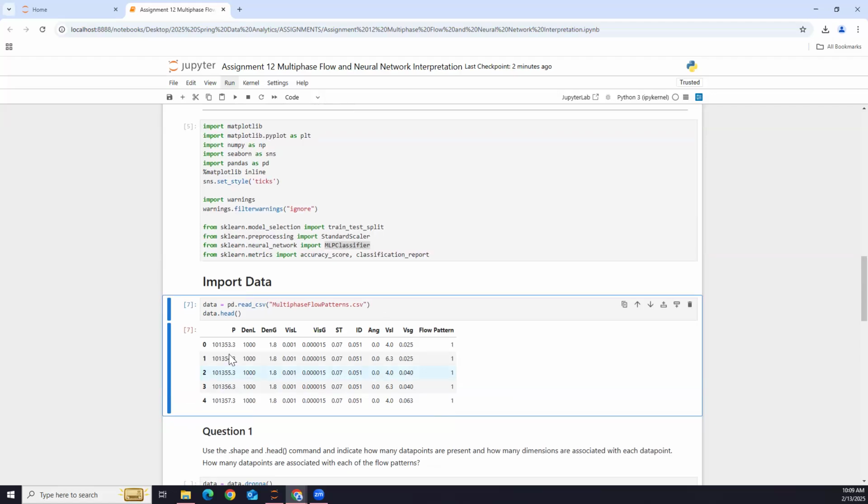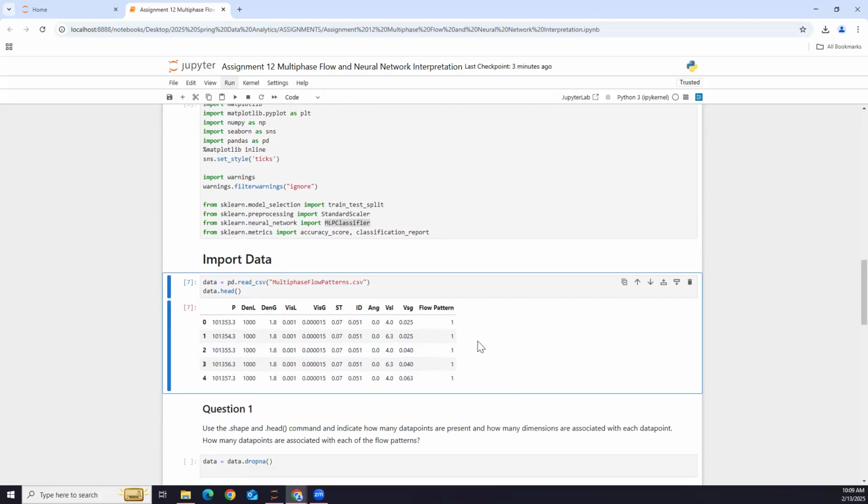You can see that I have readings of pressure, density of the liquid phase, density of the gas phase, viscosity of the liquid, viscosity of the gas, then the roughness, the pipe ID, angle, then the superficial liquid velocity and the superficial gas velocity and the associated flow pattern.